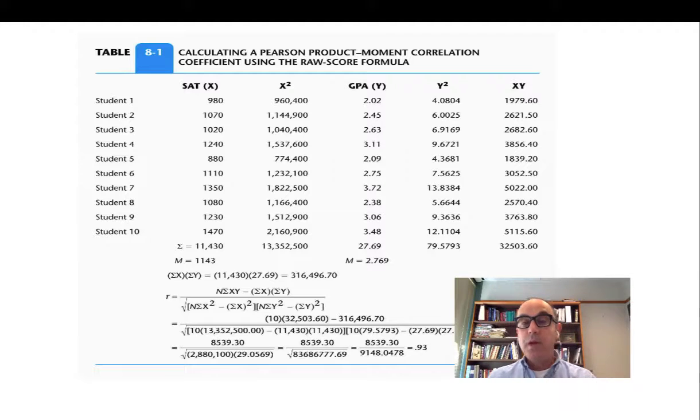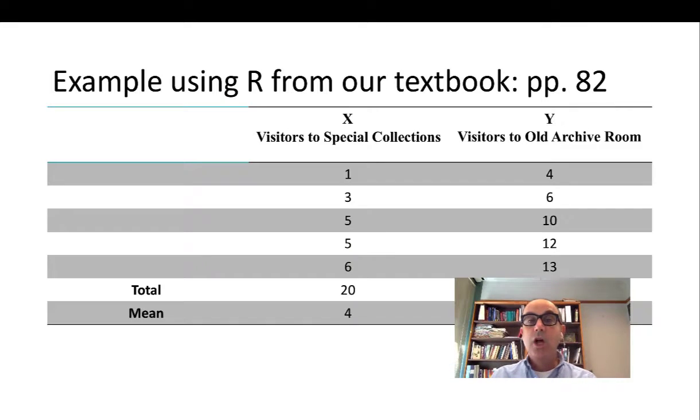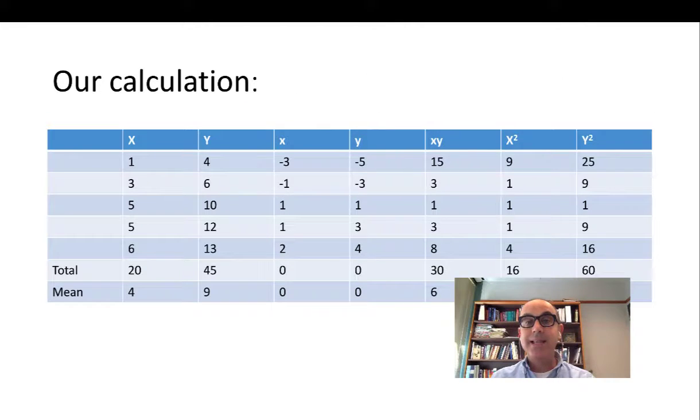This is an example of SAT versus GPA, to see what it tells us about 10 students. In this example, I'm using the data from my textbook on page 82. Again, we have the total and the mean, and then the additional calculations: x multiplied by y, x squared, and y squared. What does it entail?